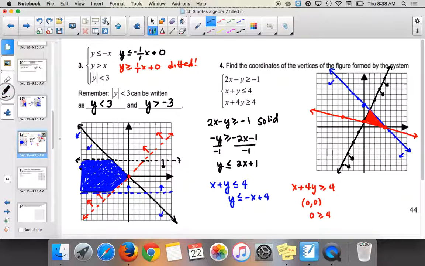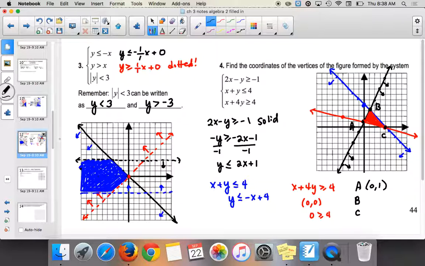So I label them. I call them A, B, and C for my corner points. And it doesn't matter what order you put your A, B, and C. All right, so A, B, and C. Can you tell what they are this time? Yeah, I think you can, right? Because we were very careful drawing it in. A looks like the point 0, 1. Do you guys agree? 0, 1.